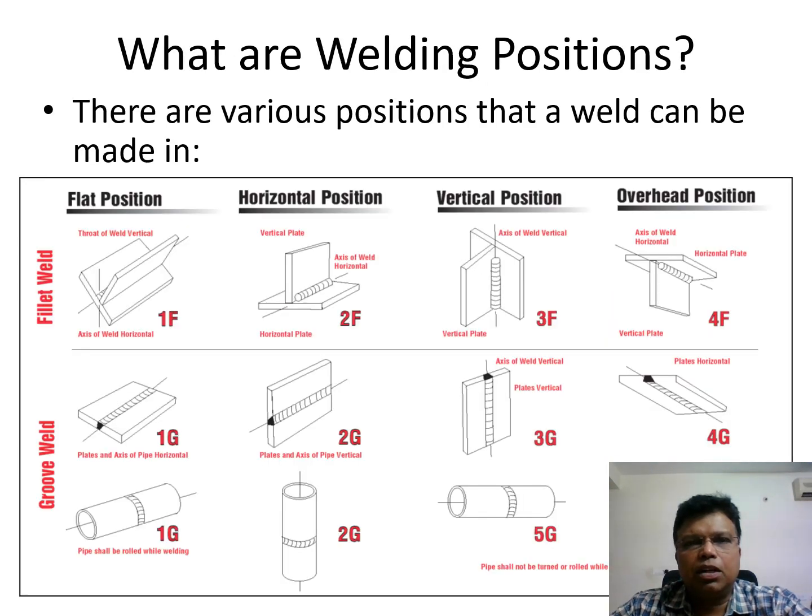So these are the commonly used welding positions. The first one is a fillet weld. The second category is a groove weld. So you can see different weld positions like flat position, horizontal position, vertical position, and overhead position.